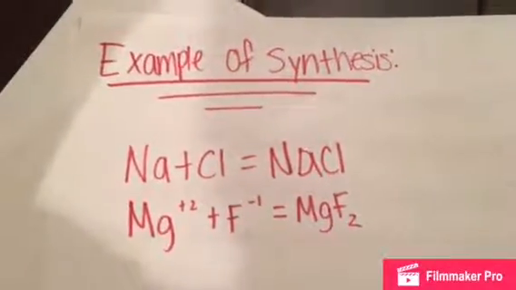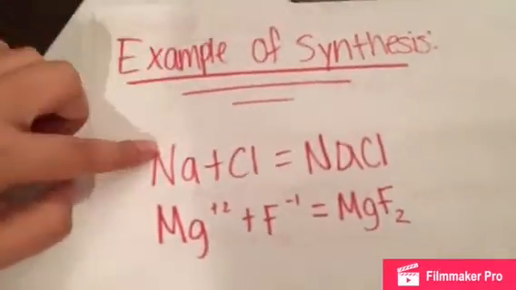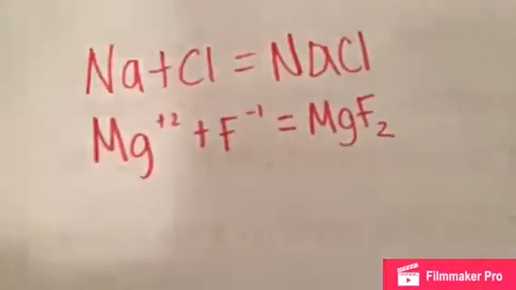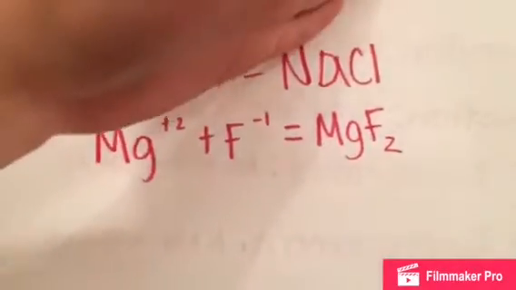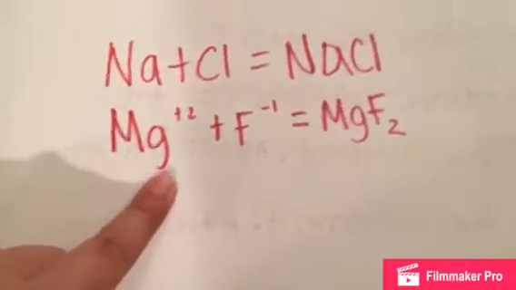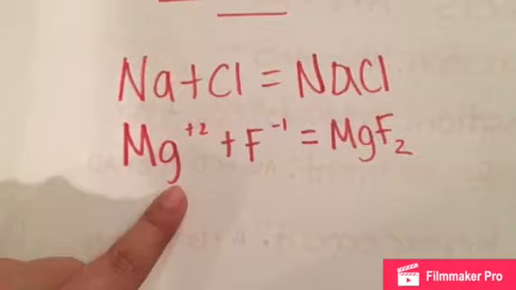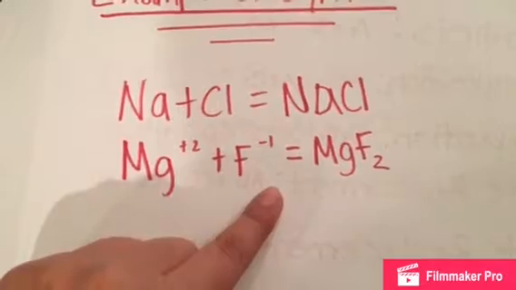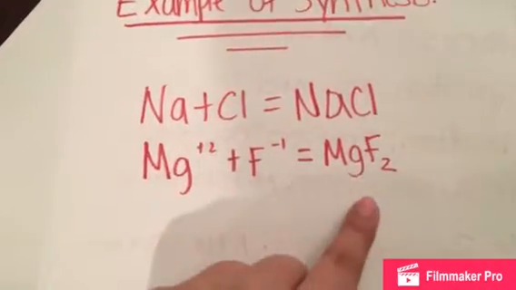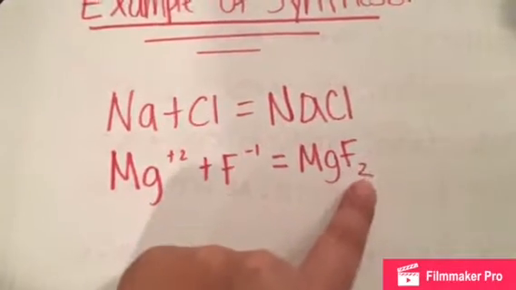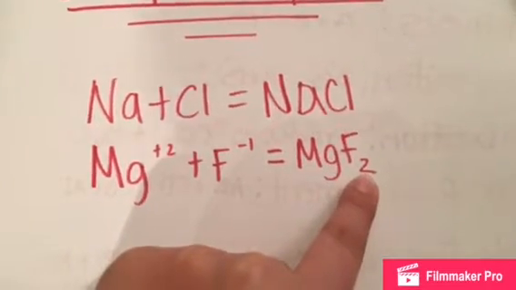An example of synthesis would be sodium plus chloride equals sodium chloride. They combine to make a chemical reaction and they become combined, which becomes sodium chloride. Now is magnesium plus fluoride. Because Mg's charge is +2 and fluoride's charge is -1, you switch them around to balance them, and therefore magnesium fluoride, MgF, has a 2 at the end of it.